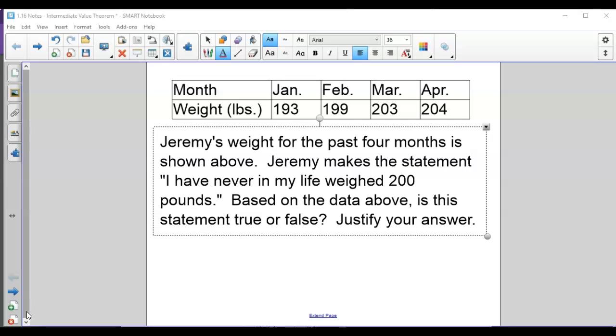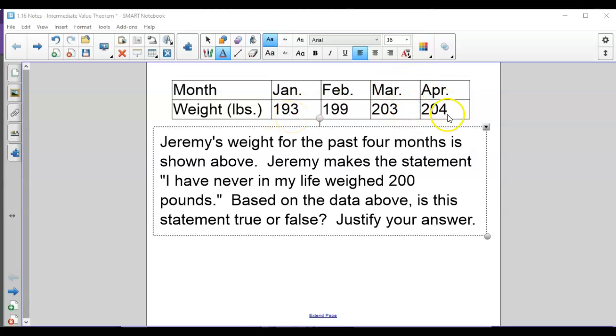So the first problem we have says Jeremy's weight for the past 4 months is shown above. So we can see in January he weighed 193, up to April he weighed 204. And it tells us that Jeremy makes a statement, I have never in my life weighed 200 pounds. Based on the data above, is the statement true or false? Justify your answer.